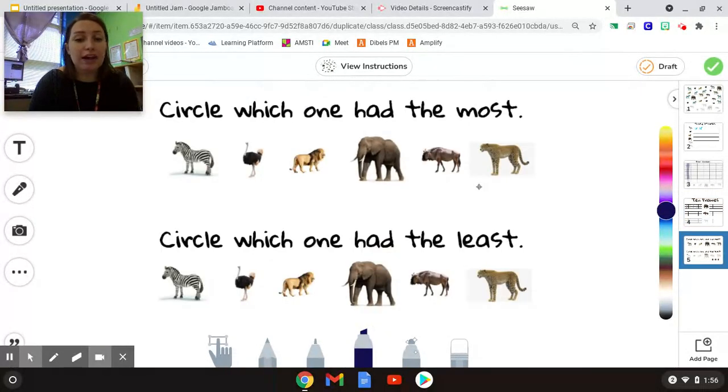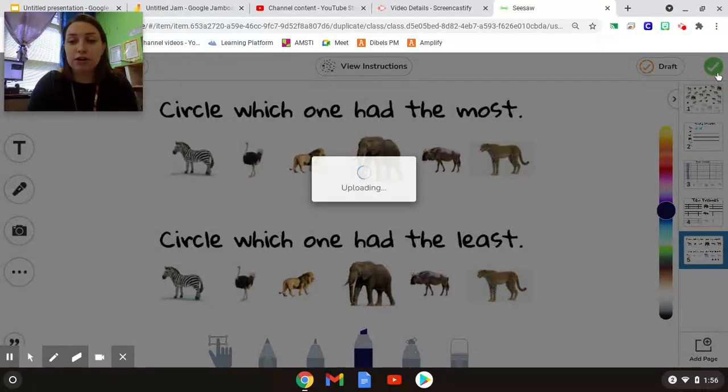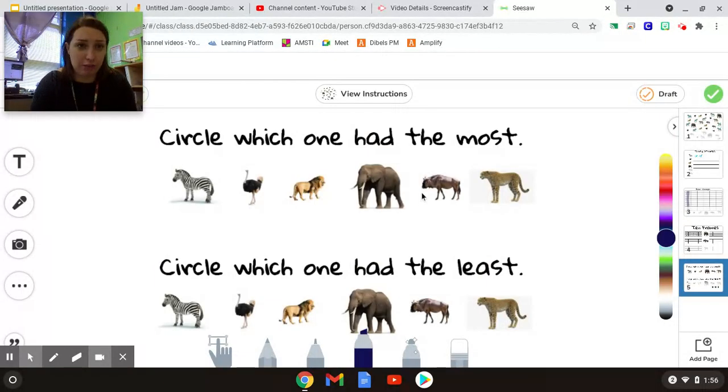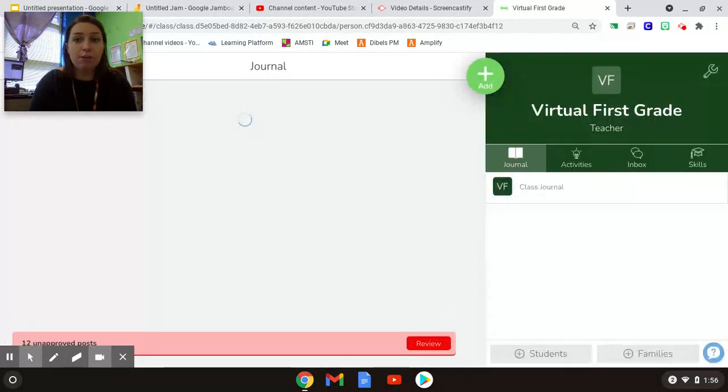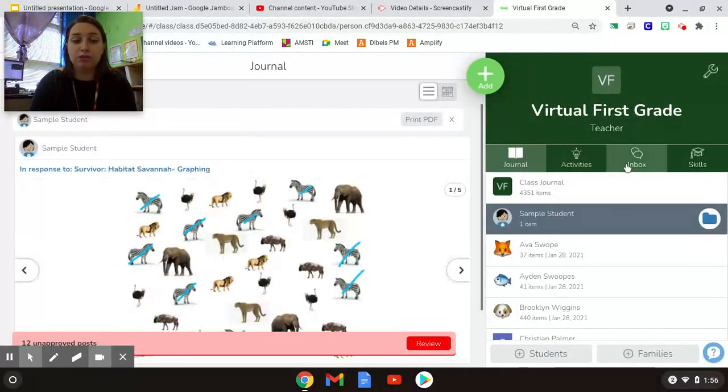And then this question I can't answer until I know about all the animals, but it's asking me which one has the most and which one has the least. And then I go ahead and turn it in. Make sure that you do all the animals. I just did one as an example, but you need to do all of the animals.